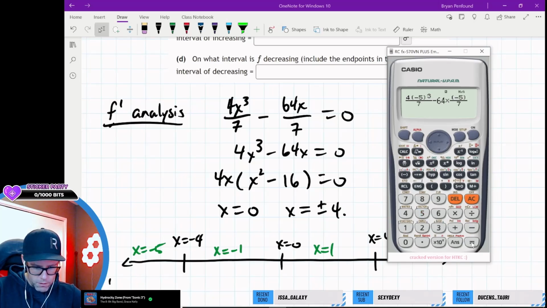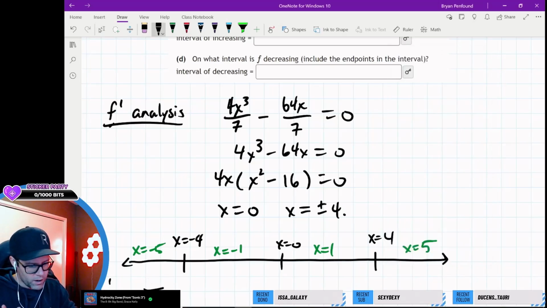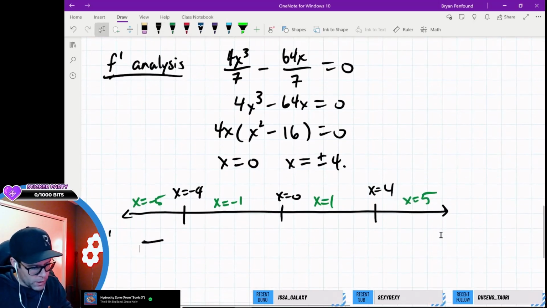So putting that one in, I get negative... well, I don't really care, like I said, about the number, but I got negative 180 over 7. I really just care about the sign. That's what I want. So I want the sign of f prime. So we have a negative sign here.